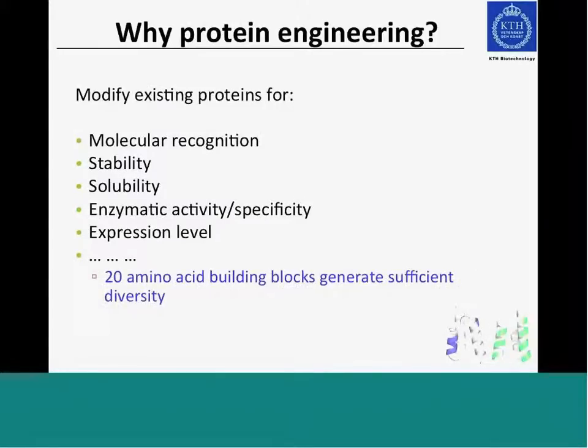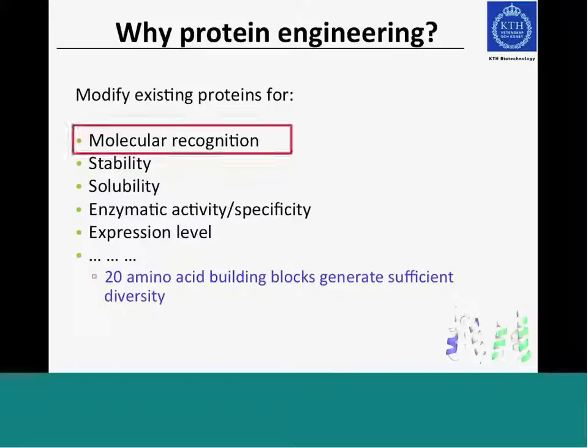Protein engineering is the main thing that we work on here, and the aim is to modify existing proteins and to some extent provide new proteins never seen by nature for molecular recognition. You may also have an existing protein which you want to improve for stability, solubility, activity, or if you have something that doesn't get well expressed in bacterial hosts, you may also try to alter the expression levels by engineering the protein. So in the toolbox we have 20 amino acid building blocks, and by making different mutations either in a rational sense or using combinatorial methods, you may select for improved variants.